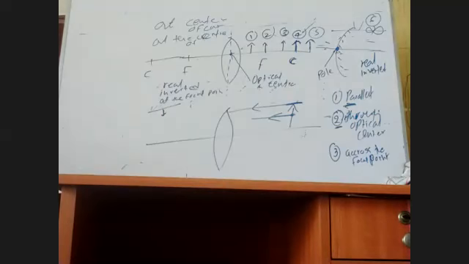I will send you the corrected one. The rays should pass from here and then pass through this likewise. It should be corrected. Both the rays should pass from the tip of the object.